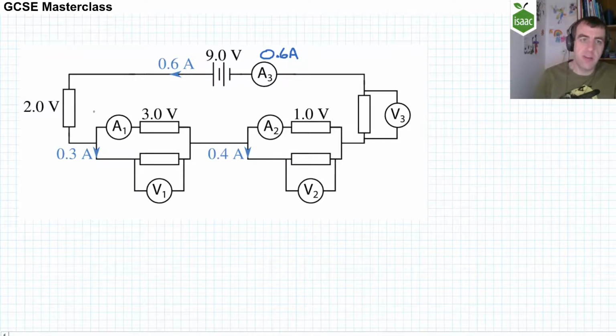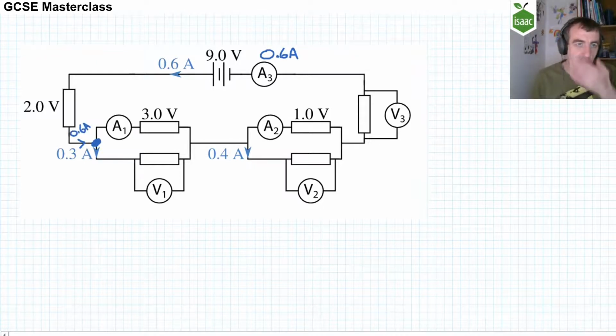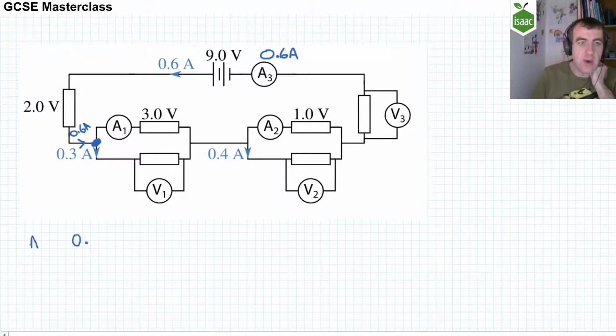And so this is the current passing through here. And then if we look here, there's a junction, which I'll label with this splodge on the left. We've got 0.3 amps coming out at the bottom of that junction. And of course, 0.6 amps going in the top, because that's what we had on this wire here. So what is 0.6? This is for A1. 0.6 less 0.3. That's going to be 0.3 amps. And so this A1 is 0.3 amps.